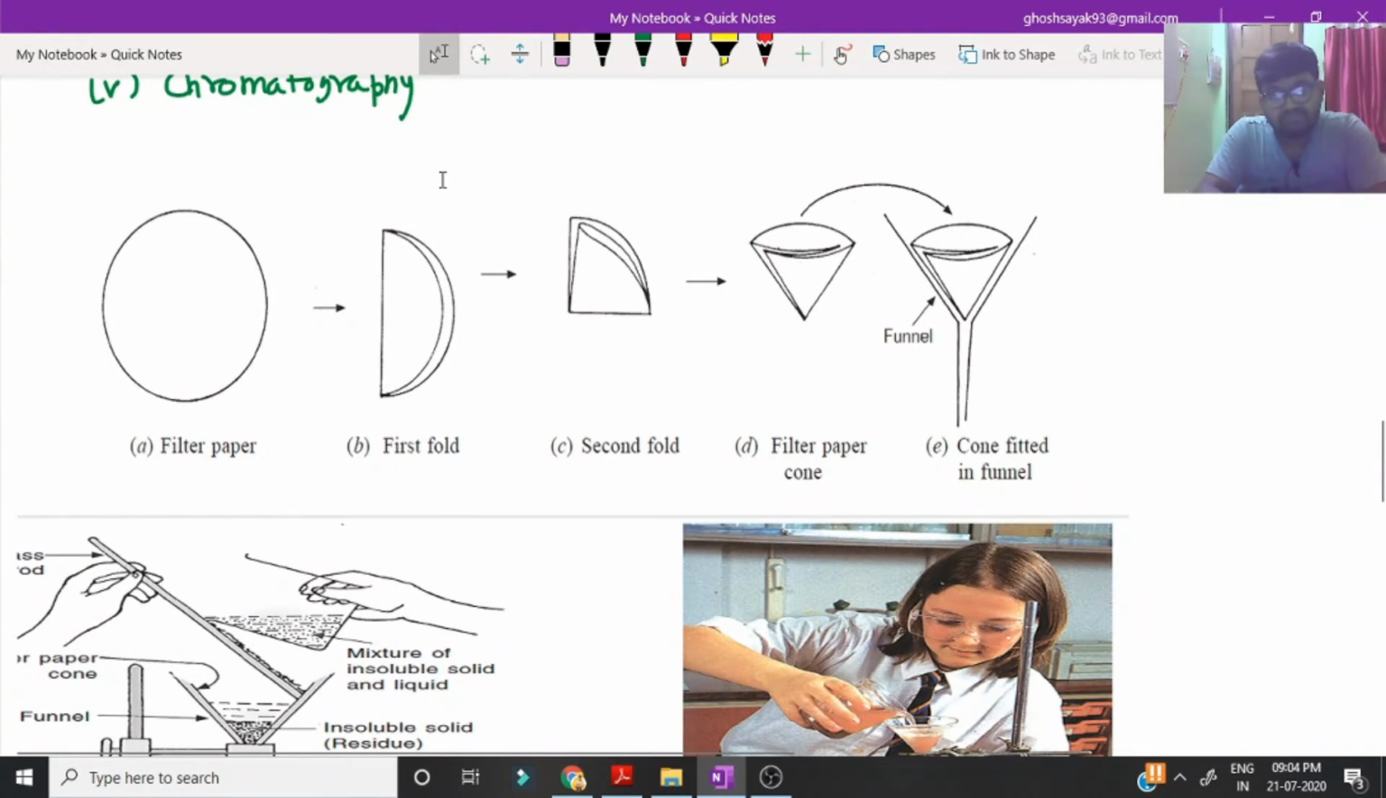Now, first of all, you need a filter paper for the technique called filtration. So we are studying filtration, right? For this filtration you need a filter paper. So the filter paper is like this. When the school reopens, I will show you the filter paper. It is the filter paper.